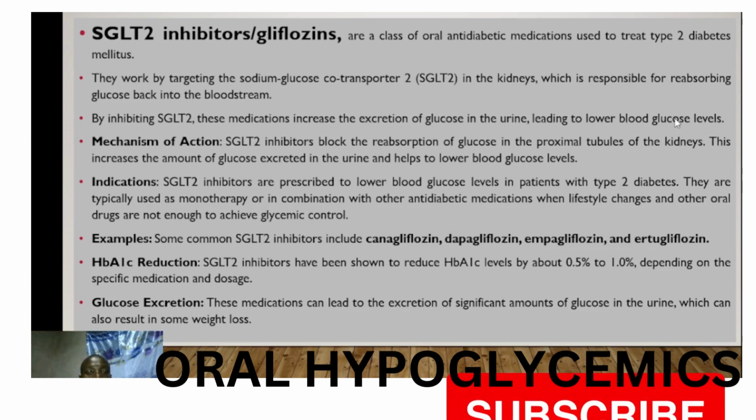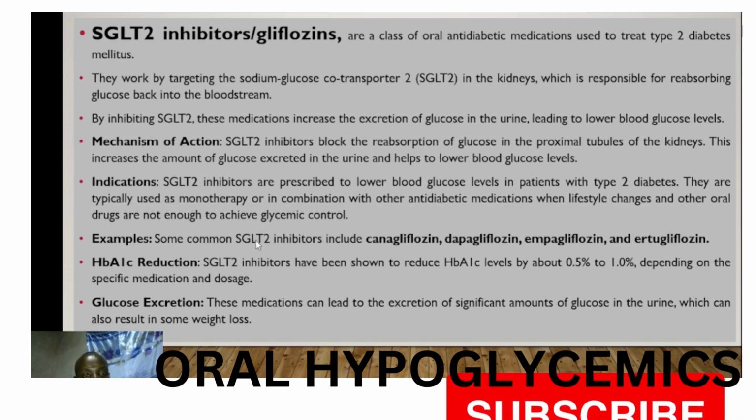Mechanism of action: they block the reabsorption of glucose in the proximal tubules of the kidney, and increase the amount of glucose being excreted in urine, helping to lower the blood glucose level. Indication: these medications are normally prescribed to lower blood glucose level in patients with type 2 diabetes, and they are typically used as monotherapy or in combination with other anti-diabetic medication when lifestyle changes and other oral drugs are not enough to achieve glycemic control.